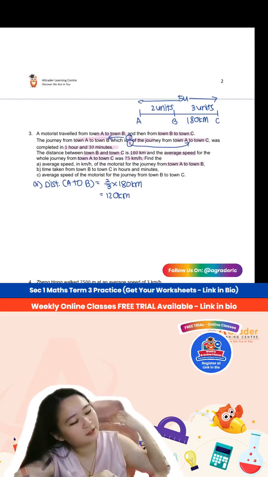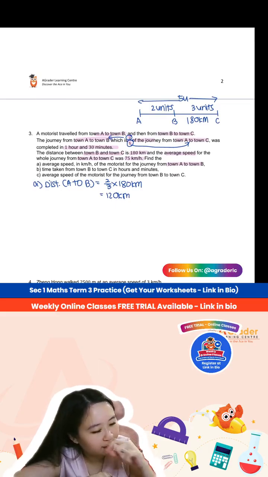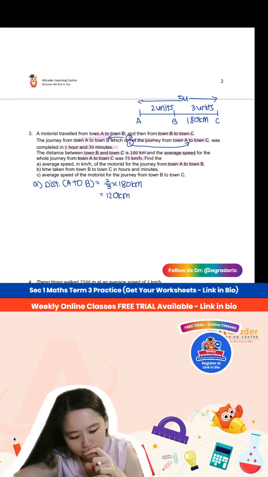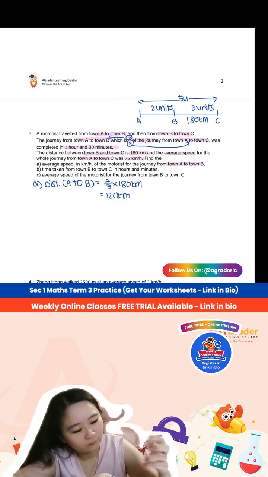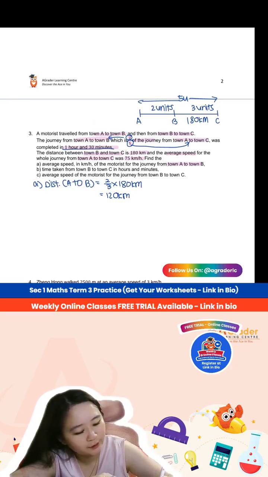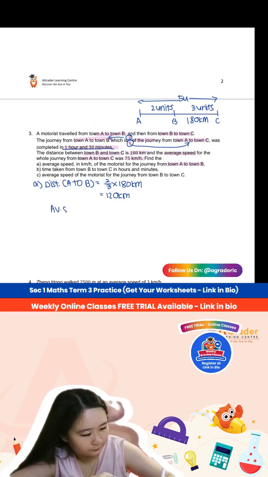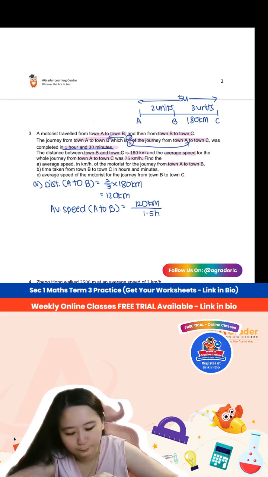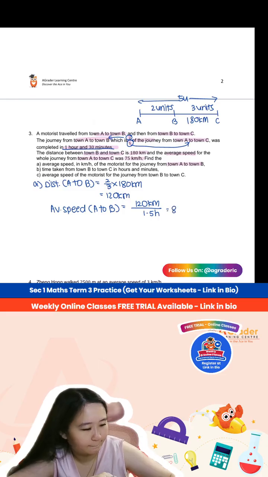Okay, with the distance of A to B, we can find the average speed. Because they tell you the duration here already. So distance divided by time taken. 80 km per hour.